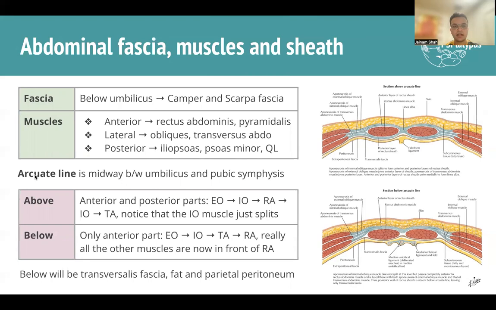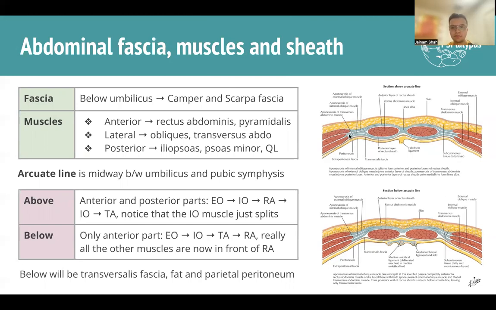Then you've got the rectus sheath, right? So you've got the arcuate line that is the anatomical line that is midway between the umbilicus and the pubic symphysis, if you were to draw it on yourself. The difference is that above the arcuate line, you have anterior and posterior sheaths for your muscles. So what I've done here is I've included a diagram that shows you what that looks like. And the anterior and posterior just means that they've been split onto the front and to the back of the rectus abdominis muscle.